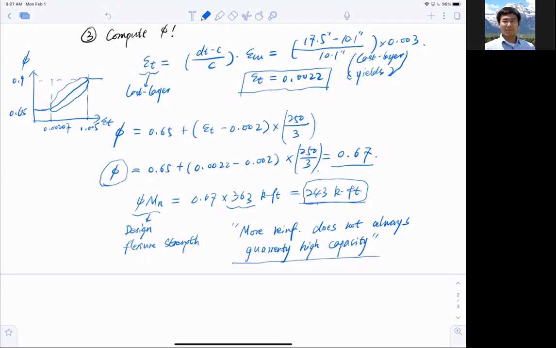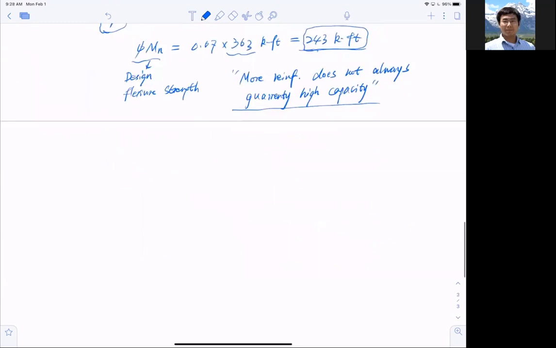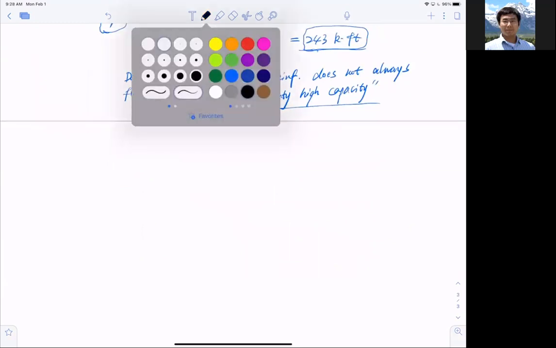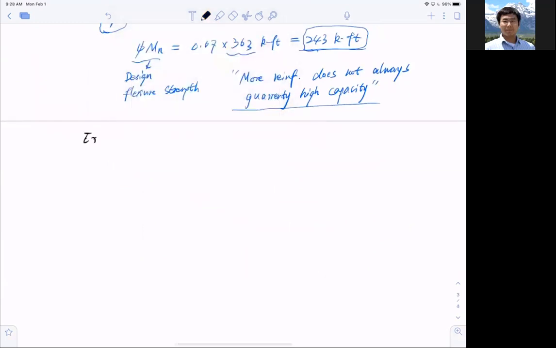So just don't blindly throw reinforcement into it and expect high capacity. It may not always be the case. Now this is one example, and I want to give another example, because multi-layer reinforcement is quite a commonly seen problem. So let's say example 2, another section.